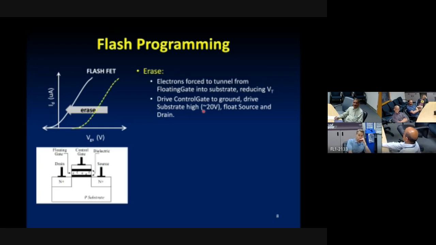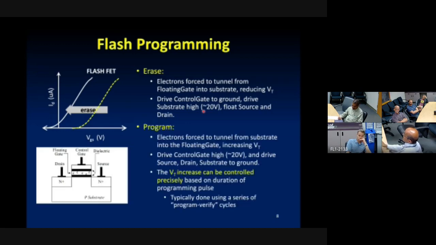Now, let's say I want to program this to this VT that's shown by the dotted line. The way I'll do the programming is by injecting, or tunneling, electrons into the floating gate, which would result in an increased VT. But I want that precise VT. So how do we do it?